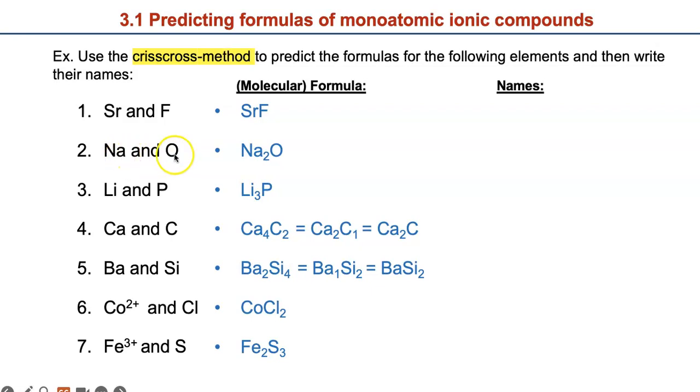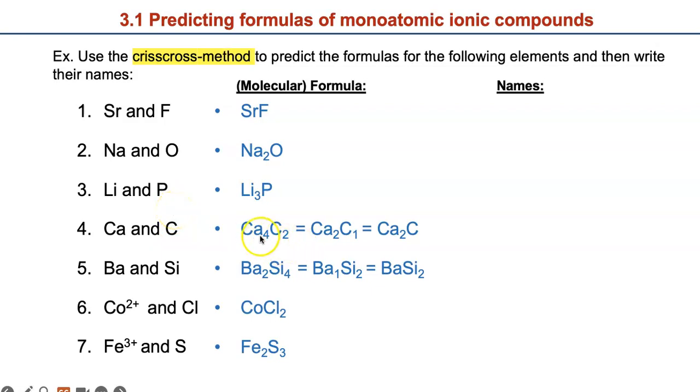And this is Na+1 and this is O2-. So the 2 goes to Na. This is going to be Na2O. And this is +1 and -3. So Li3P. Calcium is +2 and carbon is +4.